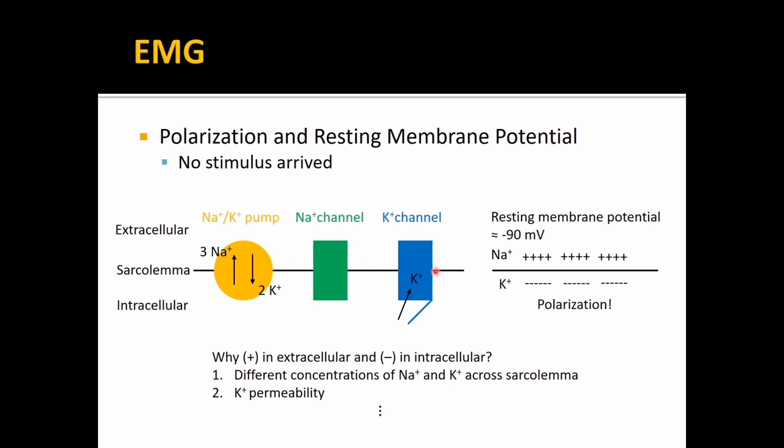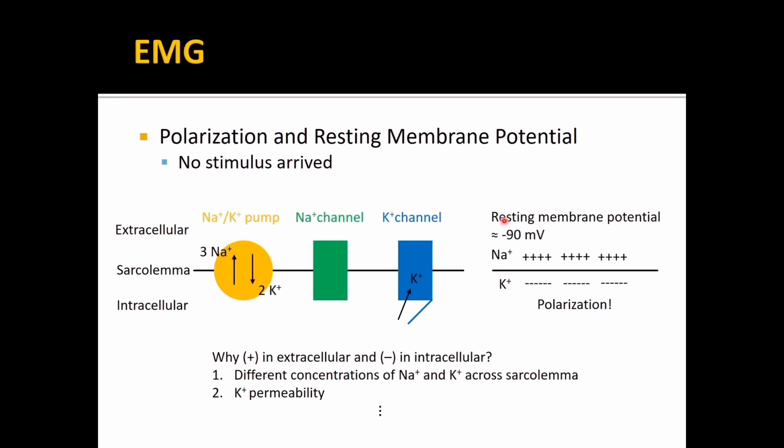When no stimulus arrives, as you can see here, this pump is very active, so the sodium can move out of the cell and potassium can move into the cell. The sodium channel is closed and the potassium channel is partially open, so the potassium can move out of this cell. Polarization means the state of minus ions and plus ions being inside and outside of the membrane respectively when no stimulus arrives. That's called polarization.